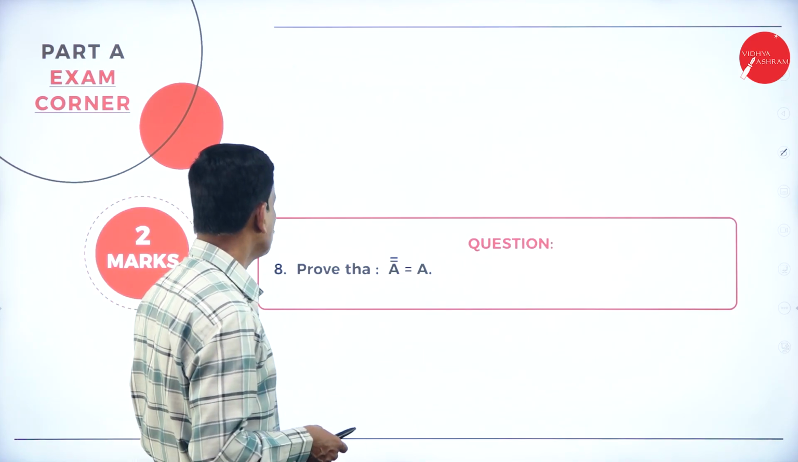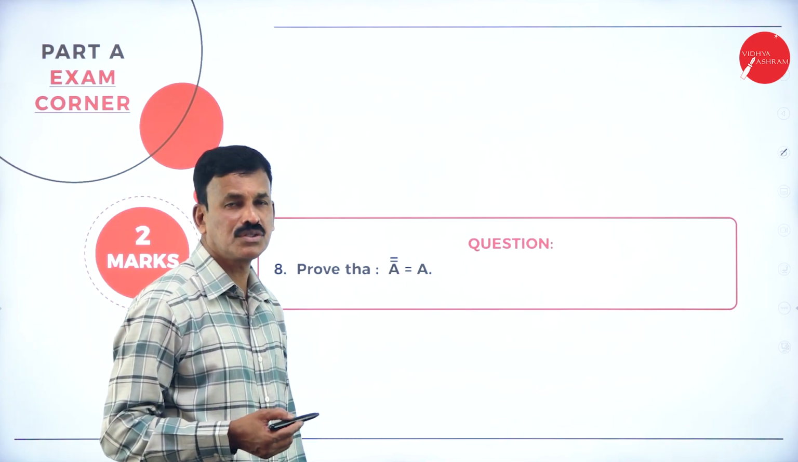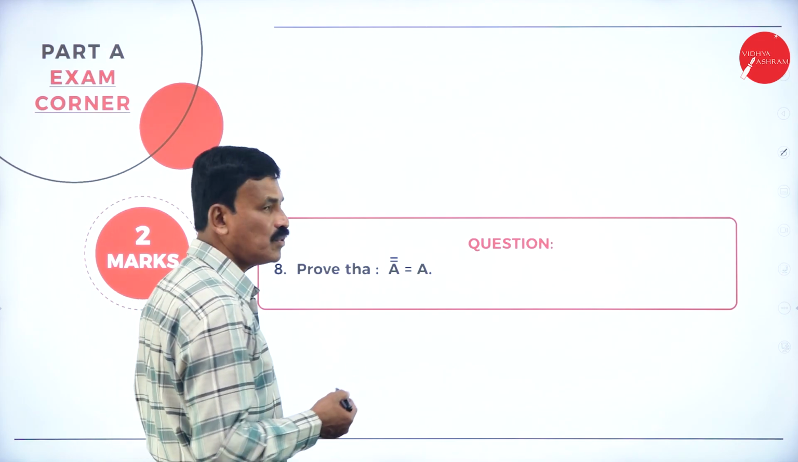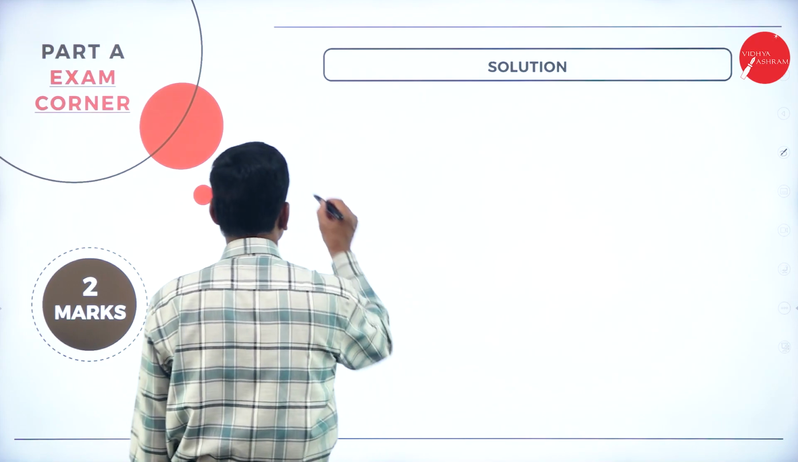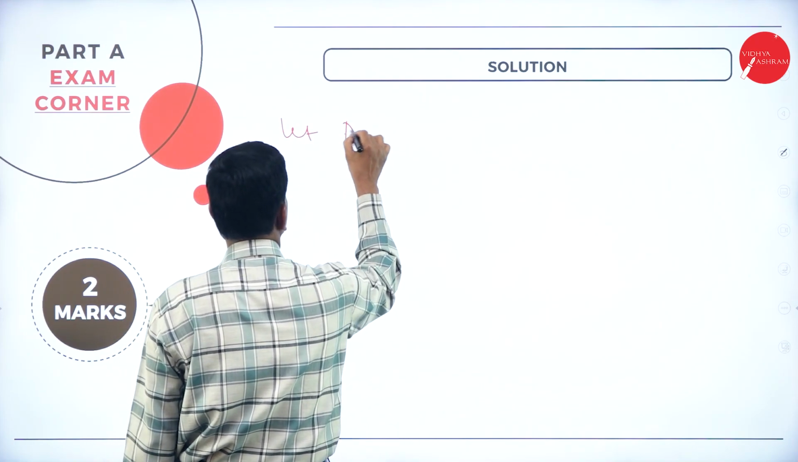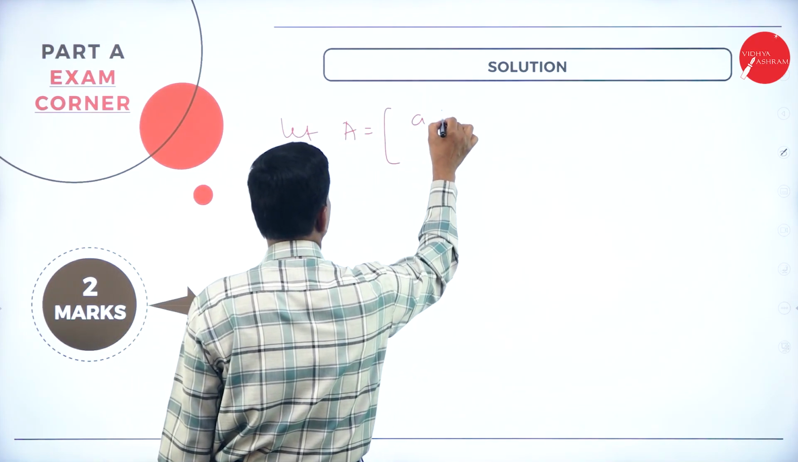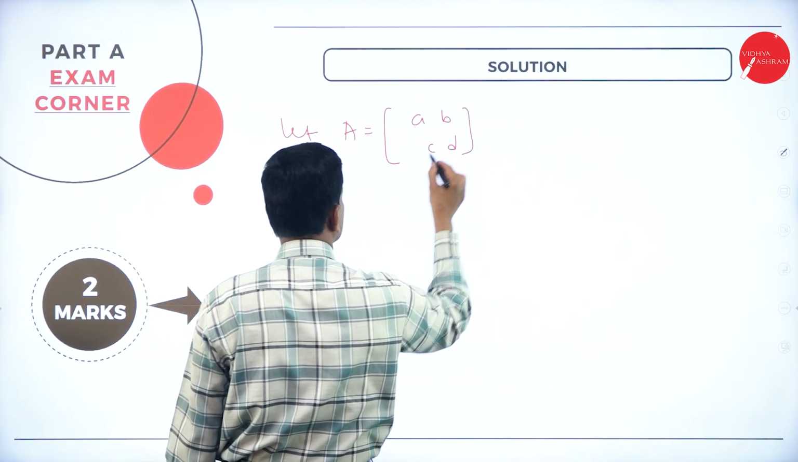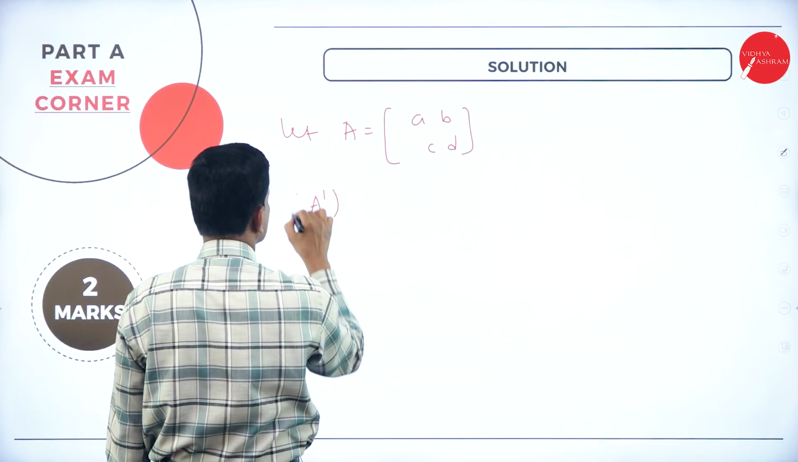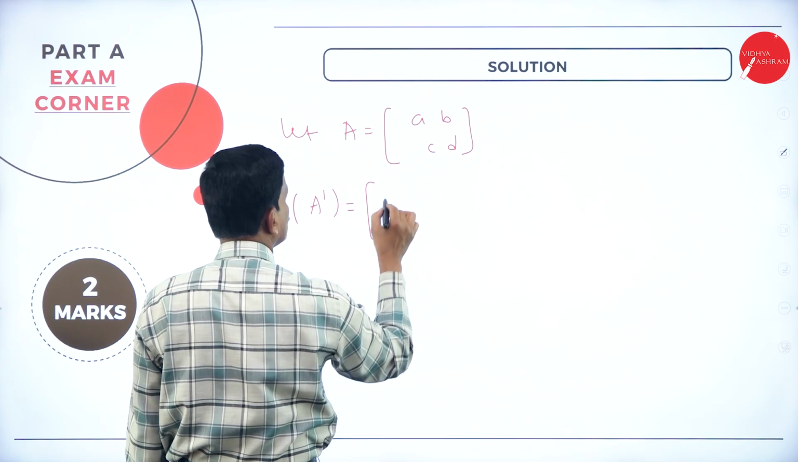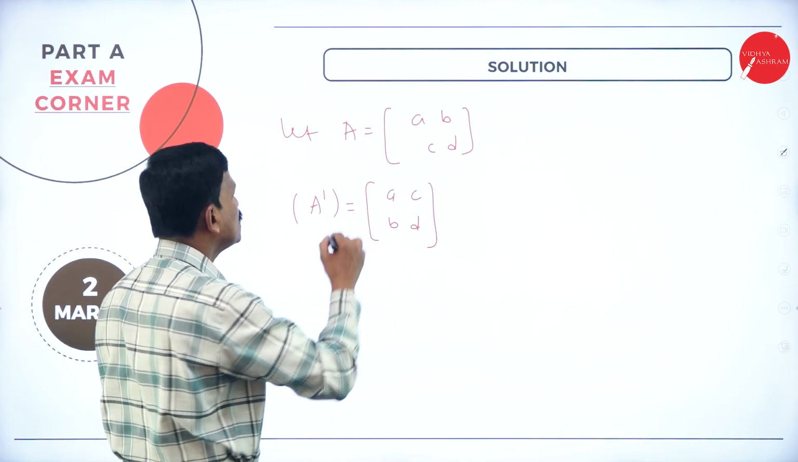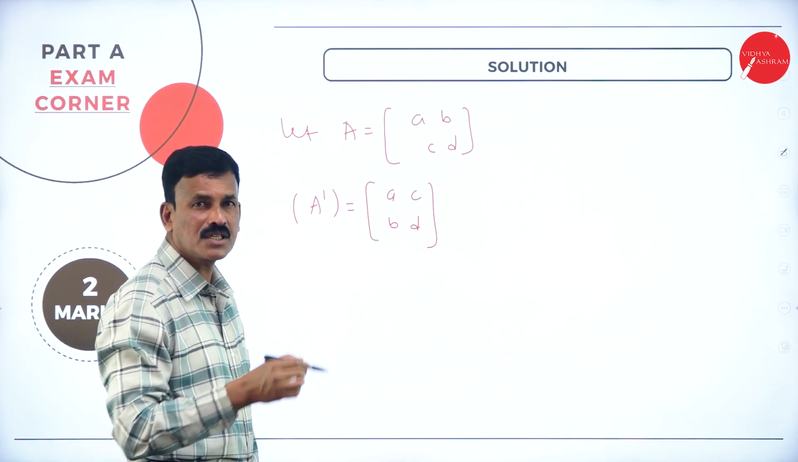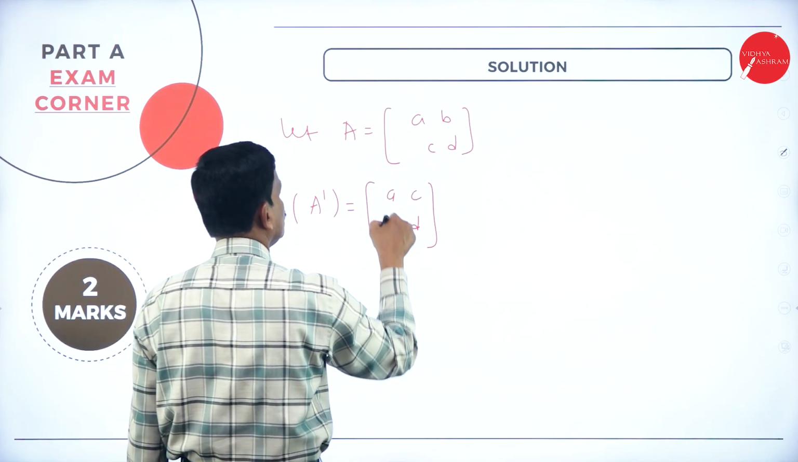Question number 8: prove that (A dash) whole dash is equal to A. Now, transpose of a transpose is equal to the same matrix. Let us consider A is equal to A, B, C, D. Transpose this. A dash is equal to, the transpose of this is A, B, C, D. Transpose: just the first row becomes the first column and the second row becomes the second column.